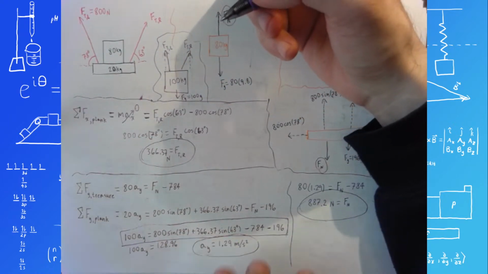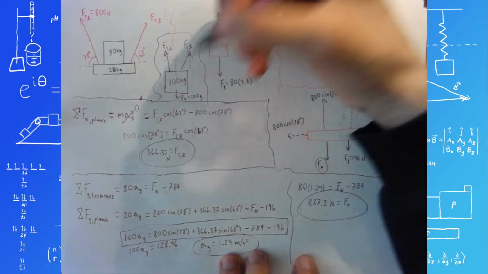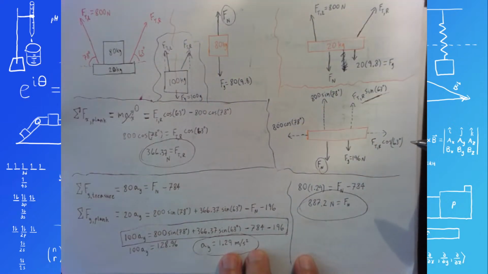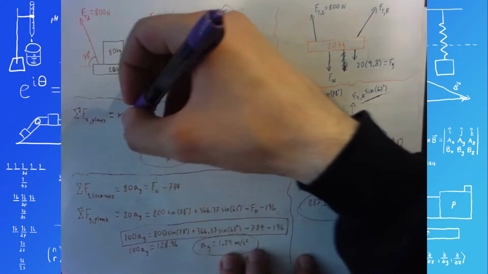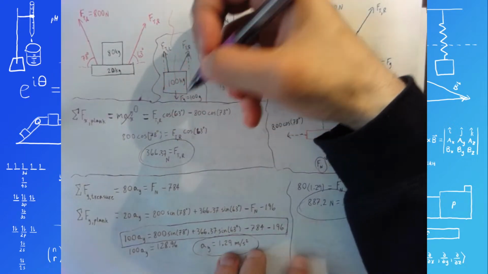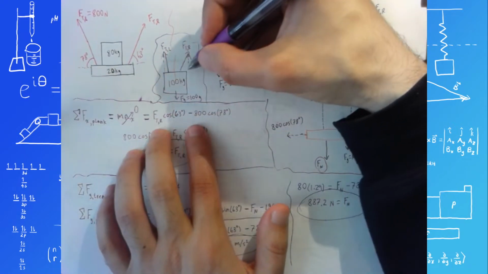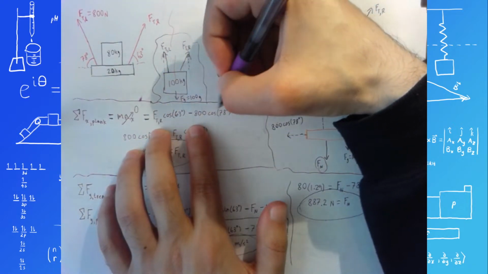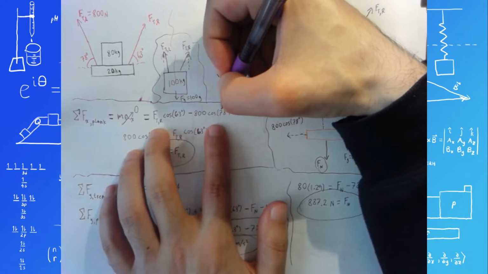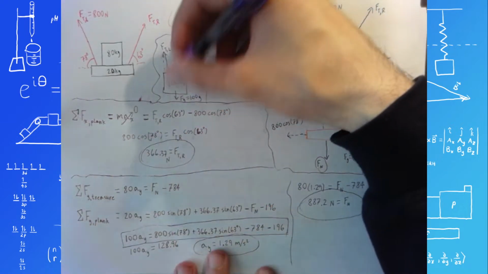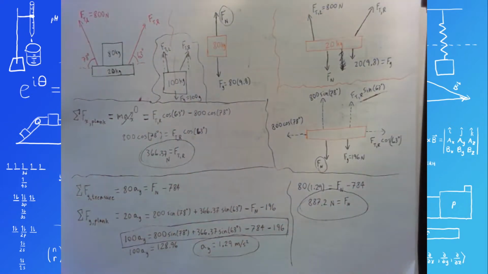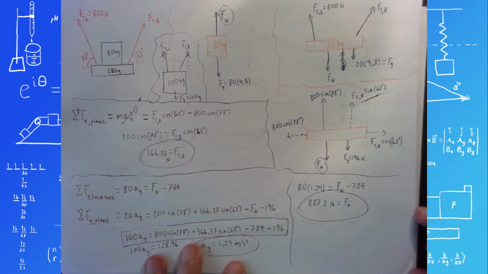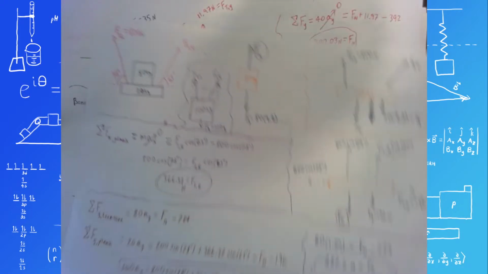And for the horizontal components, this diagram still works because you would still get, where was it? You would still get this. You would still get force of tension right, cosine of 63, canceling out with 800 cosine of 78. So yeah, this would be your equivalent diagram if you were to condense it to a single object. Okay, what about over here?